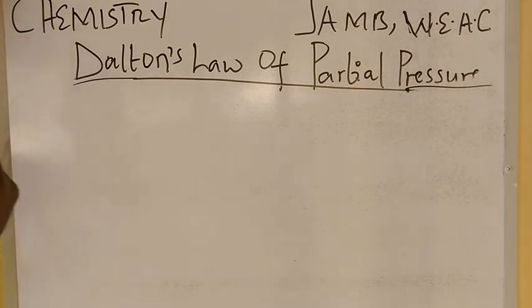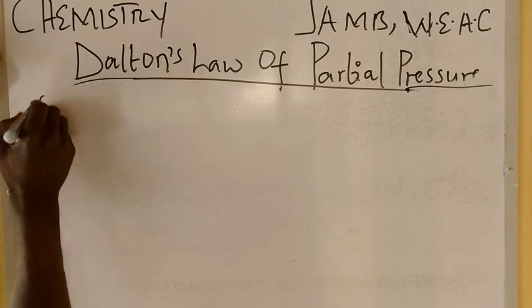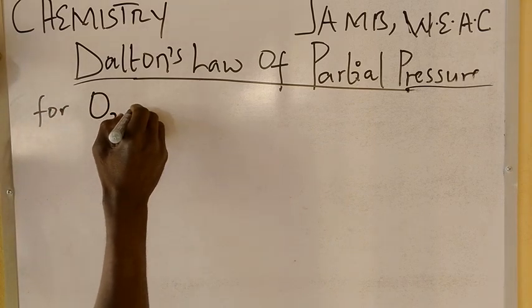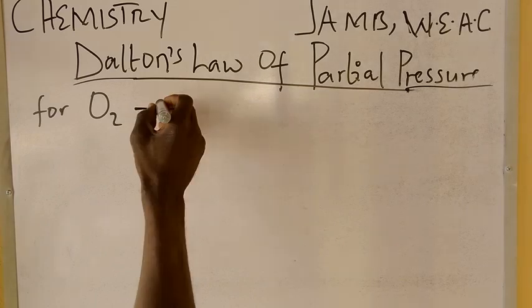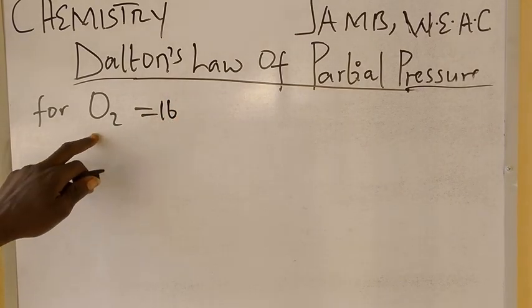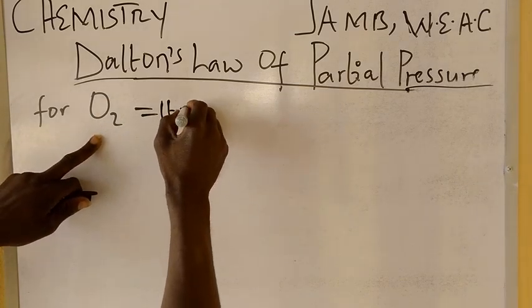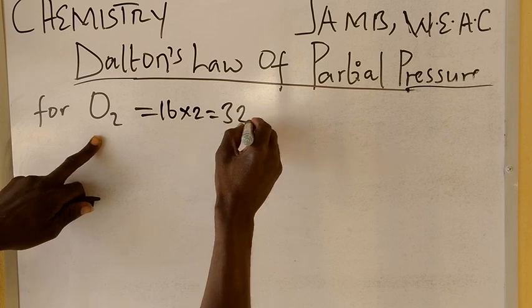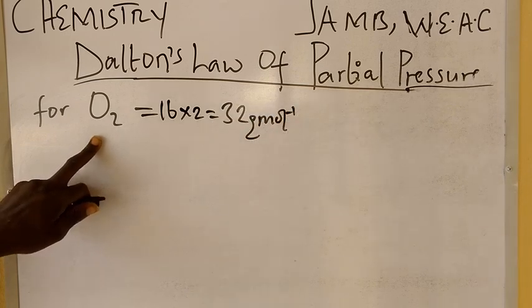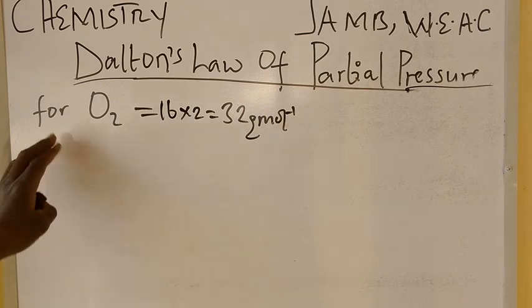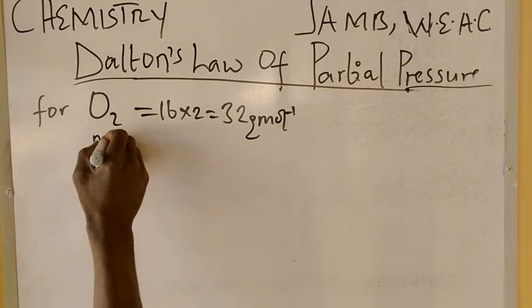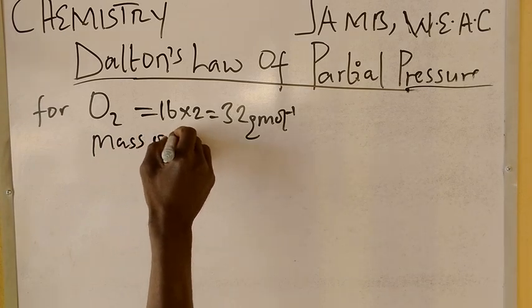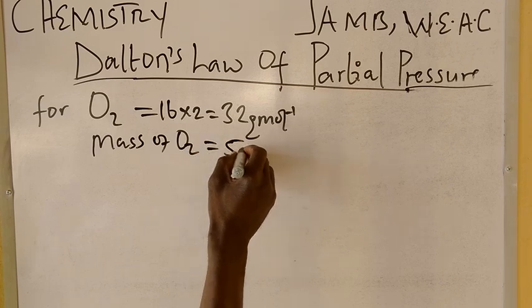Now let's bring out our data and calculate for the first gas, which is oxygen, O2. What is the molar mass of oxygen? The molar mass of oxygen is 16. Because it's a diatomic gas, we attach 2 to it, so this multiplied by 2 gives us 32 grams per mole. That is the molar mass of the gas. Then we should remember that the mass of O2 was given to be 5 grams.